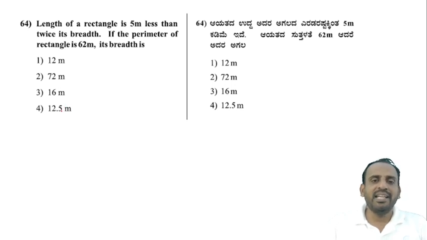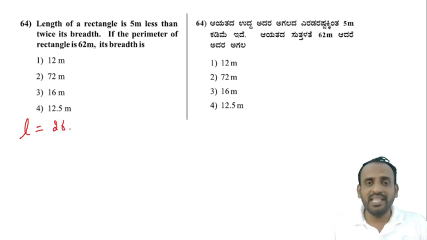Length of a rectangle is 5 meters less than twice its breadth. If the perimeter of the rectangle is 62 meters, its breadth is what? Okay, so let us consider length as L, which is 5 meters less than twice its breadth. Twice its breadth means 2b, and because it says 5 meters less, we put minus 5. If it was 5 meters more, we could have put plus 5. That's all. So L equals 2b minus 5.